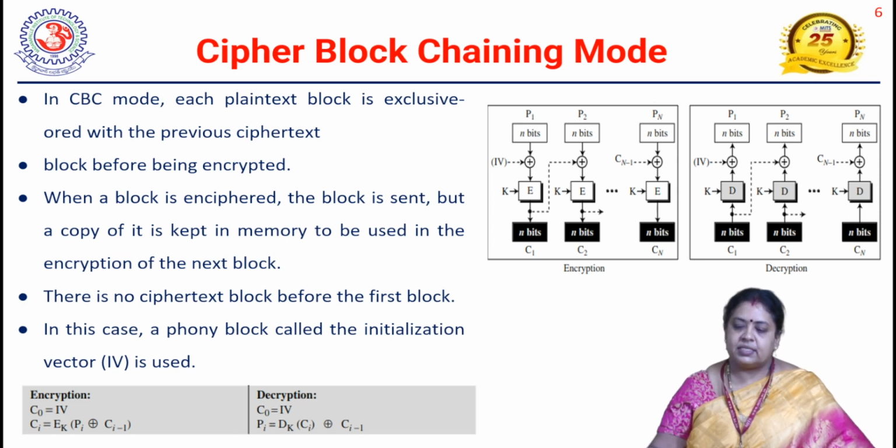This ciphertext is given to the next block, and like that it continues. So plain text block n is XORed with ciphertext block n minus 1, and the output is encrypted using the key, and that is cipher block n. Is it clear? That is what we mean by cipher block chaining: the cipher blocks form a chain.